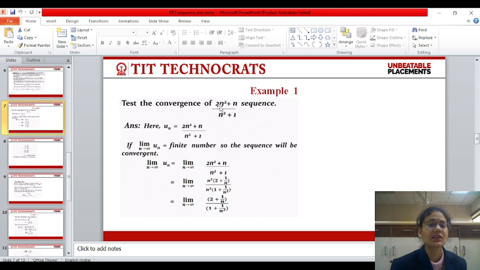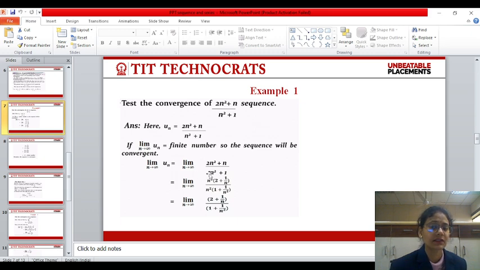Test the convergence of this sequence. Here, first of all, we have to consider un = (2n^2 + n)/(n^2 + 1). This is your given sequence. Now we have to check that if the limit exists and is finite, then this will be convergent. If the limit doesn't exist as a finite number, this is not convergent.